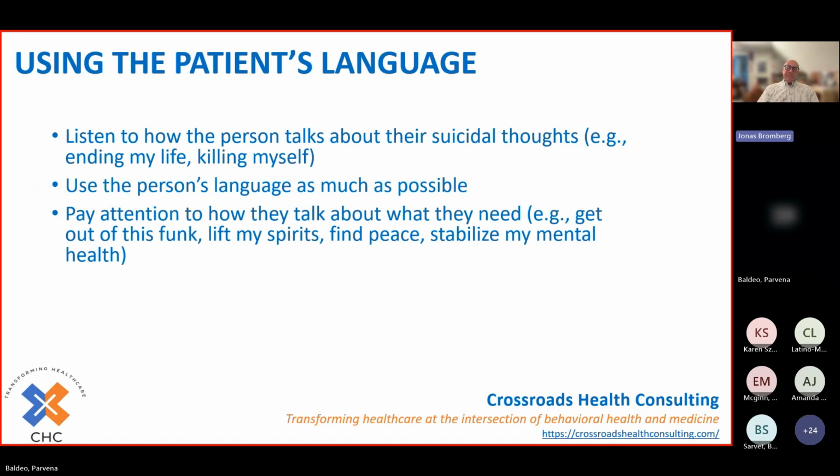I'm including this again because I think it's really important to use as much of the patient's language as possible, to really listen to how they talk about it, and to really attend to how they talk about what they need. Again, I think this goes a long way to helping the patient feel heard and understood, and that you're taking this seriously and really listening, hearing them and are there for them. Next, please.